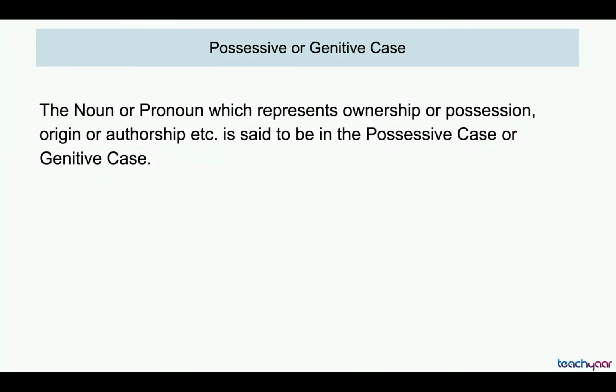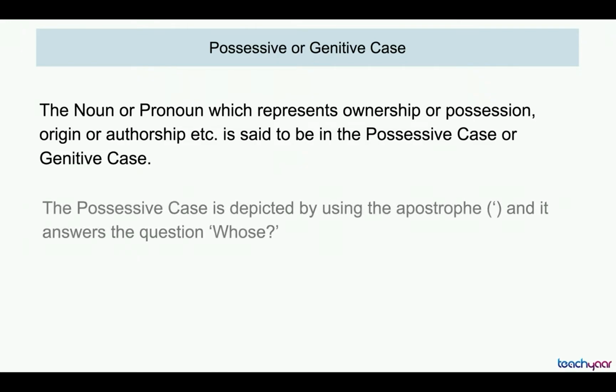Therefore, the noun or pronoun which represents ownership or possession, origin or authorship is said to be in the possessive case or genitive case. Now, how do we find out whether it is the possessive case or not? So, it is depicted by using the apostrophe. That is the sign of possession. You put the apostrophe and it answers the question whose.